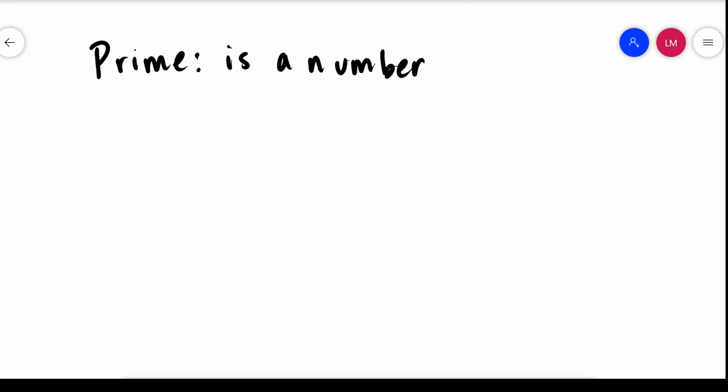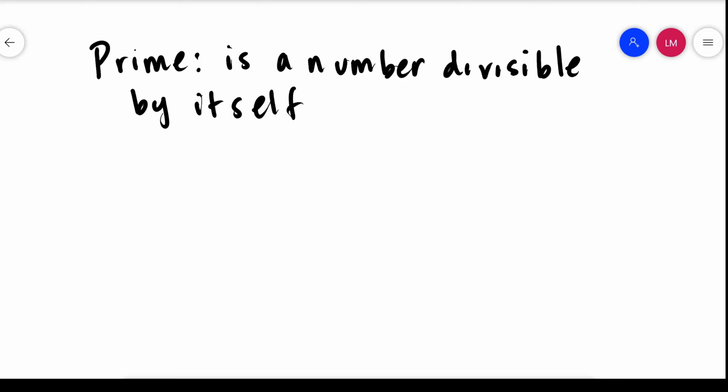All right, guys, so let's jump into primes and composites. The first thing we always want to do when we're dealing with math is define particular important vocabulary words. So again, a prime is a number divisible by itself and 1. Divisible by itself and 1. That is it. So therefore, here's some examples.